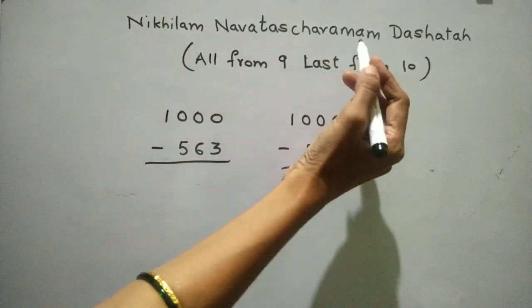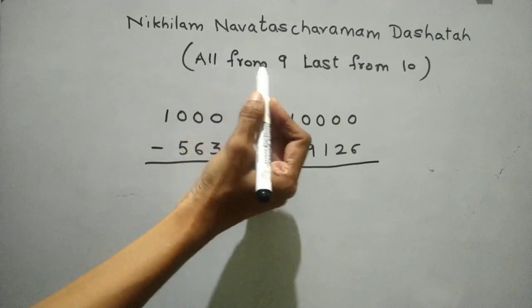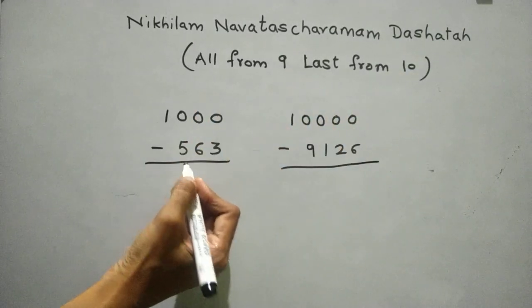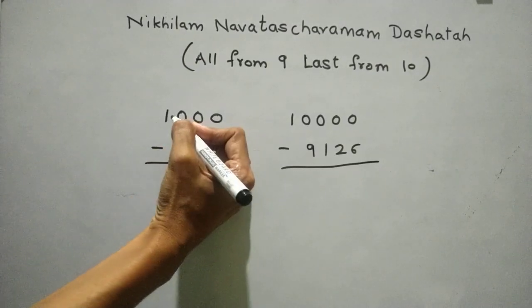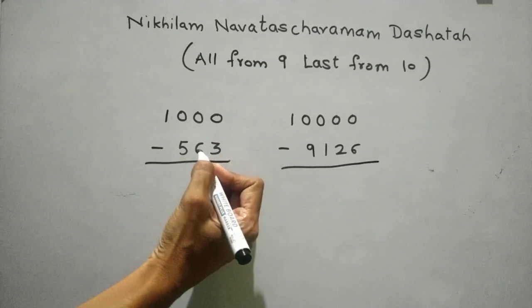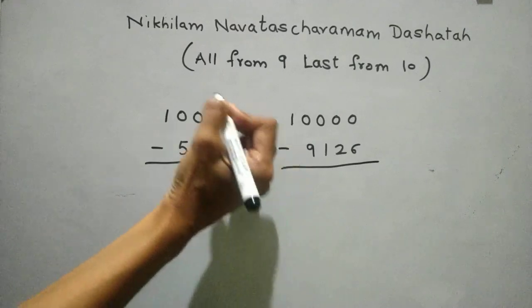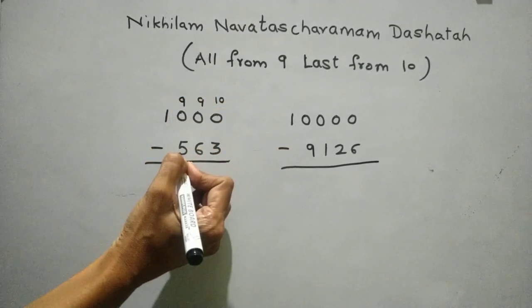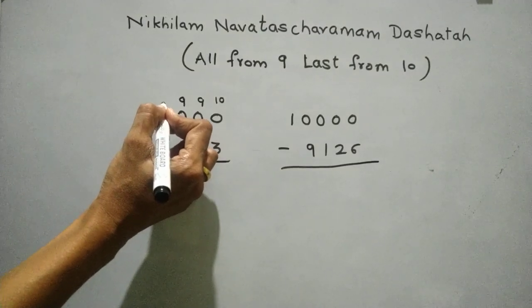The Nikhilam Charamam Dashatah Sutra indicates that all from 9 and last from 10. It is used in specific kinds of subtractions. So here we can see that we have 1000 minus 563. Now the last digit we take as 10, the others we take as 9 and subtract all the digits, and then the last one will be 1 minus.